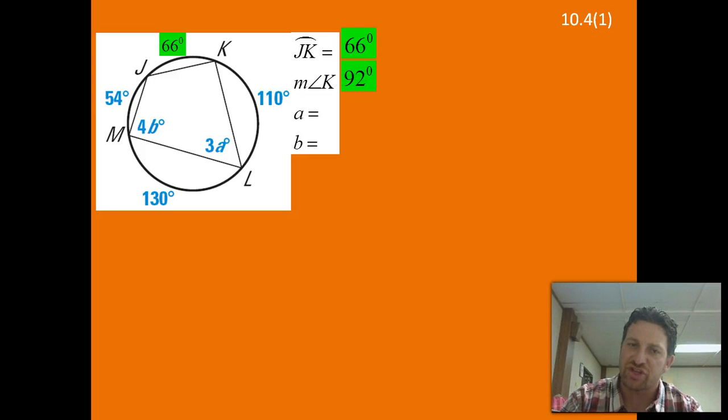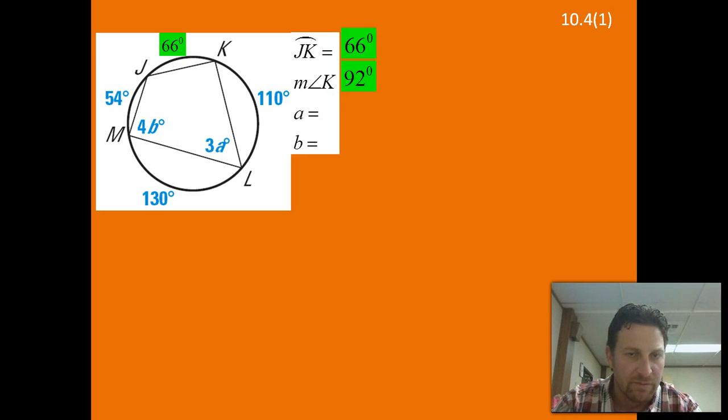All right, now we're going to use the same idea to figure out what A and B are. To figure out what A is, what you want to do is look at, okay, 3A is where angle L is. 3A is at angle L's vertex. So if I look at angle L and I expand it out, L ends at K and M. Angle L ends at point K and point M. So if I follow that arc it goes across 54 and 66. So 54 plus 66 is 120.